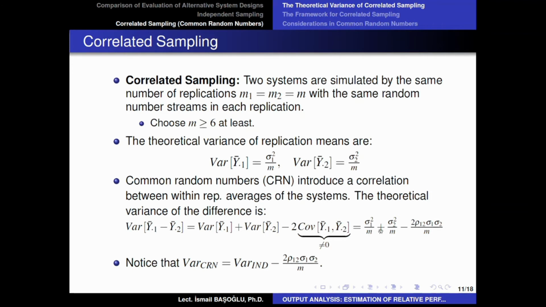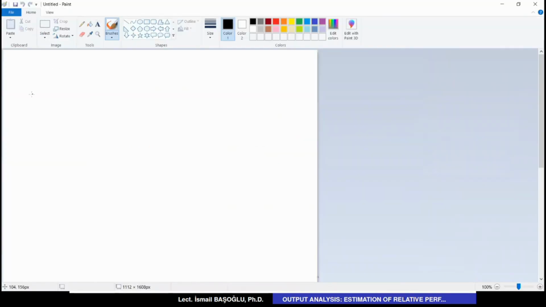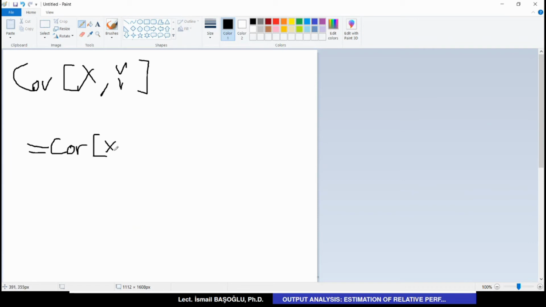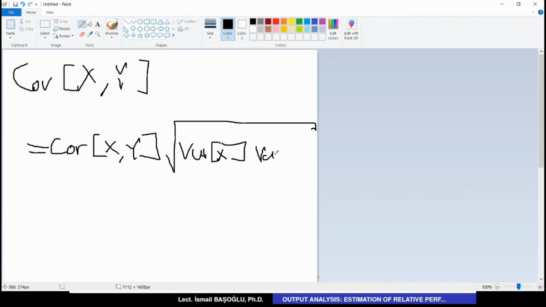And you know the covariance is calculated as what? The correlation multiplied with the theoretical standard deviation of the first random variable and the theoretical standard deviation of the second random variable. Now, you need to refresh your knowledge about the covariance from your probability theory course. So what is the covariance? The covariance between 2 random variables, x and y, my friends, is equal to the correlation between these 2 random variables times the square root of the variance of the first random variable and the variance of the second random variable. Okay?